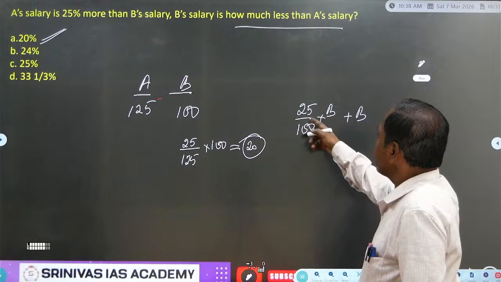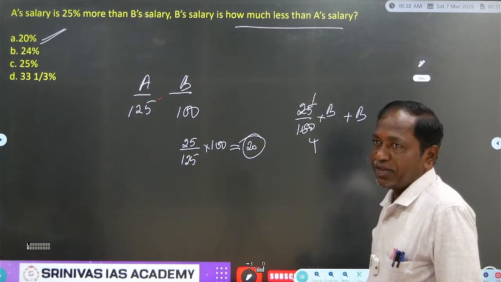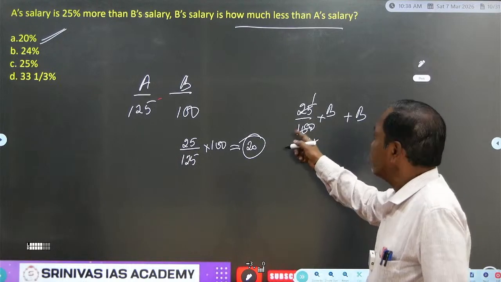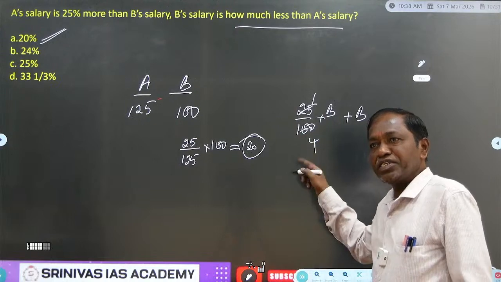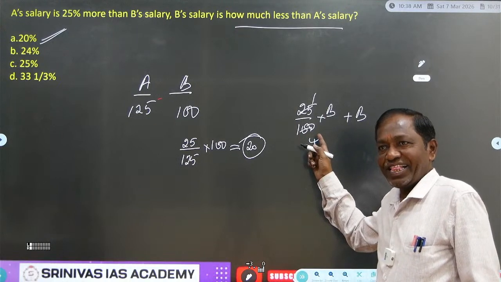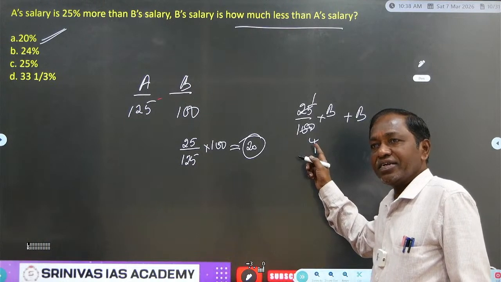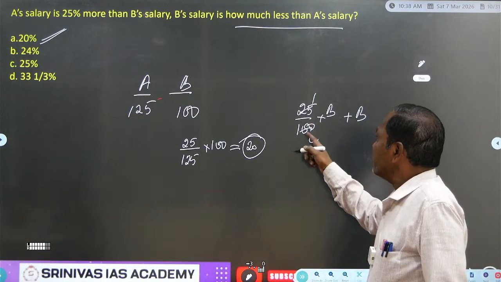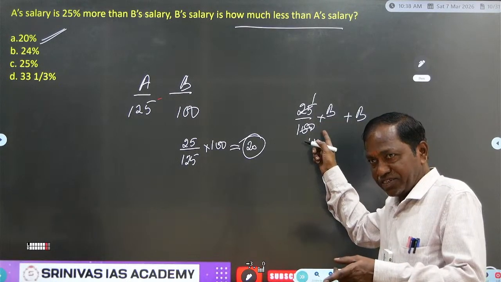Again, what B means, you have to solve this one. But what is B's salary? We don't know. That's why you have taken it. This is the 25% of B, which is not correct. You should take 125% of B. We are treating B's salary as equal to 100%. If you write 25% of B, whatever the B salary, you are taking only 25% of that salary.